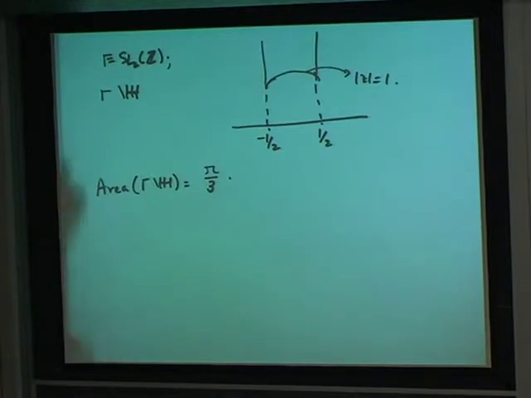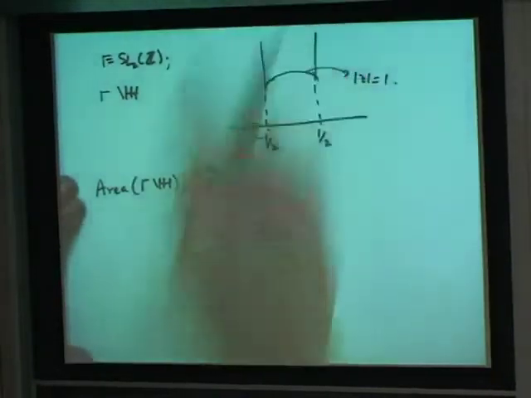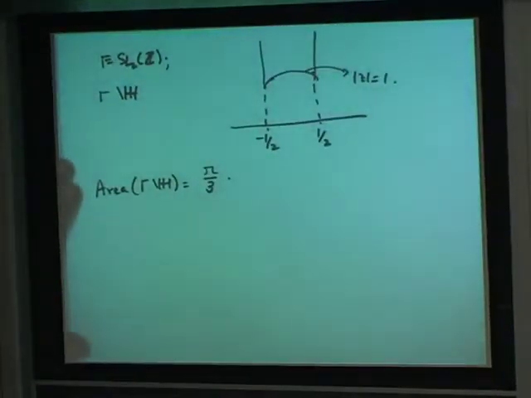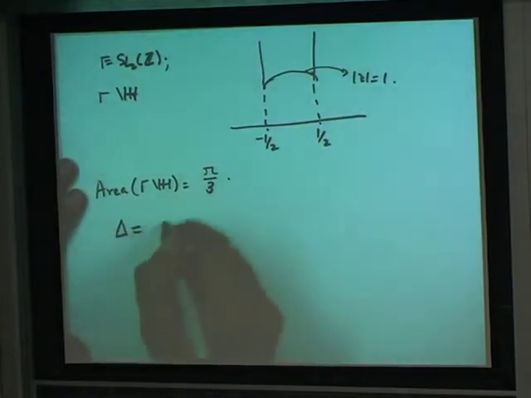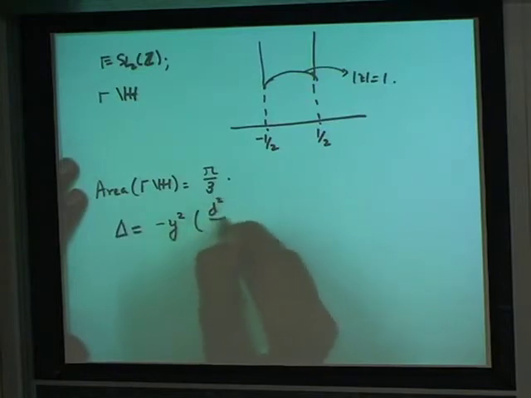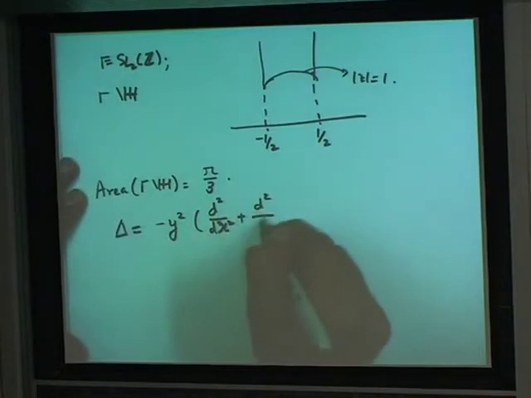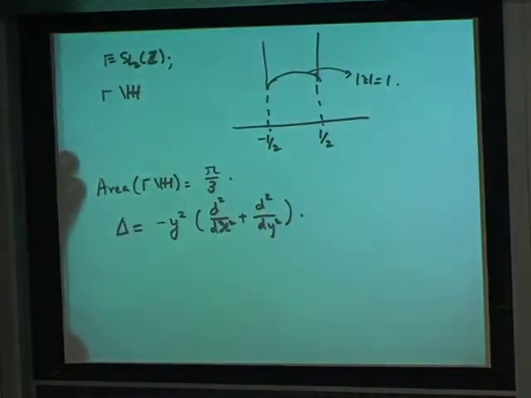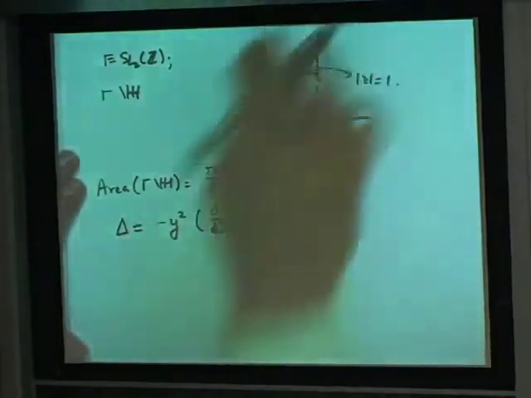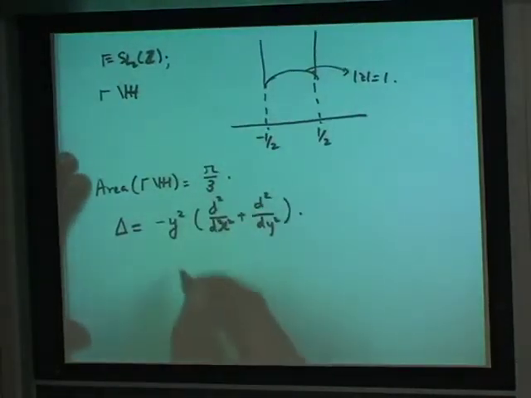So I'm interested in saying something about functions that live on this quotient. And I'm interested in eigenfunctions of the Laplacian. So the Laplacian here is going to be the hyperbolic Laplacian, which is minus y squared times the second derivative with respect to x. So we are interested in nice functions on this space, which are going to be eigenfunctions of the Laplacian.